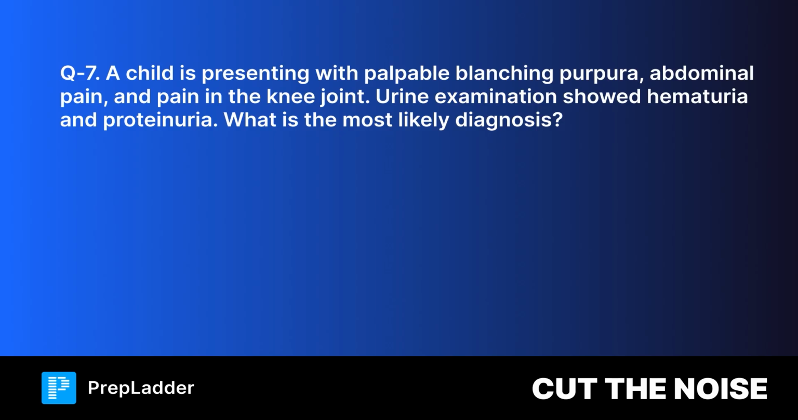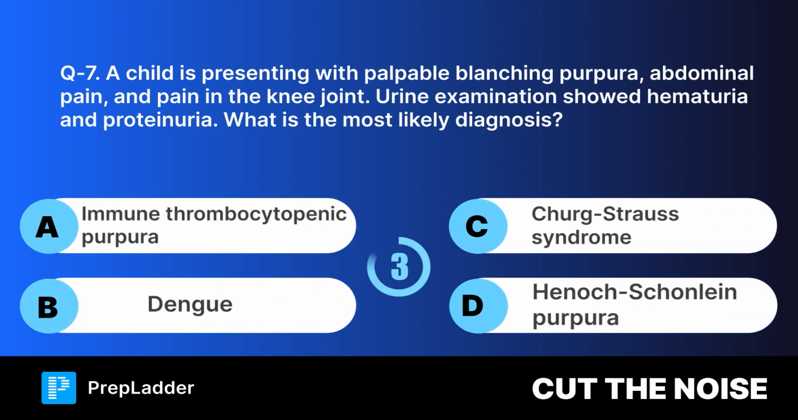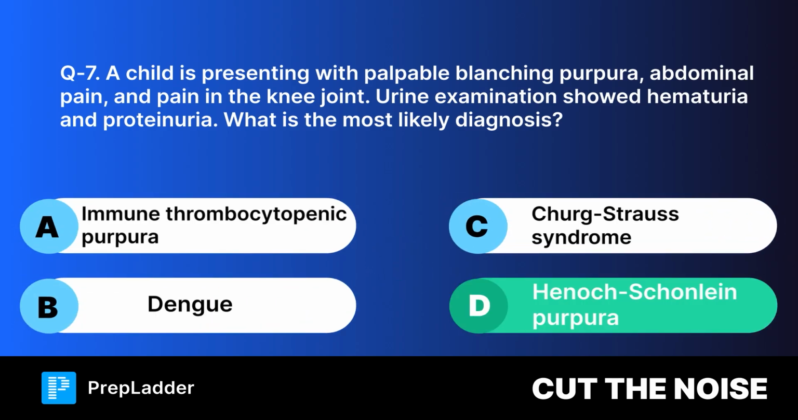Question number 7. A child is presenting with palpable blanching purpura, abdominal pain, and pain in the knee joint. Urine examination showed hematuria and proteinuria. What is the most likely diagnosis? Your options are, and the correct answer is Henoch-Schönlein purpura.